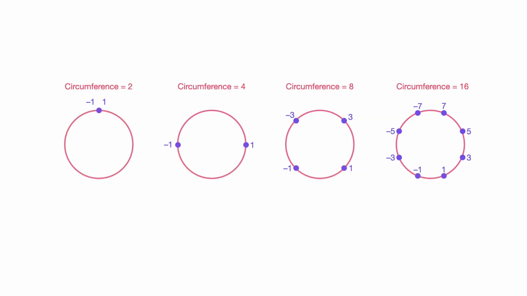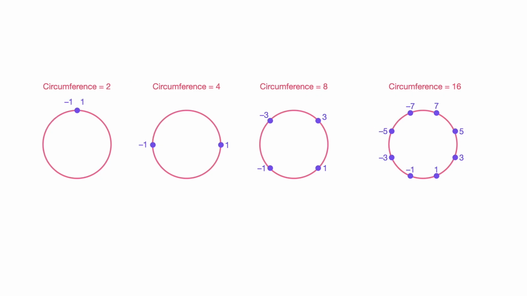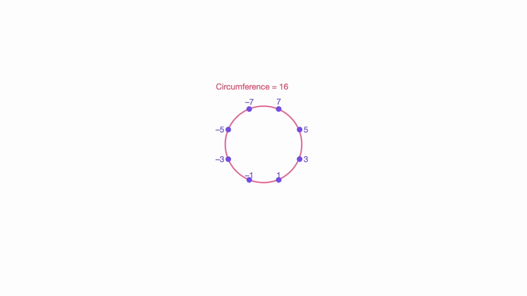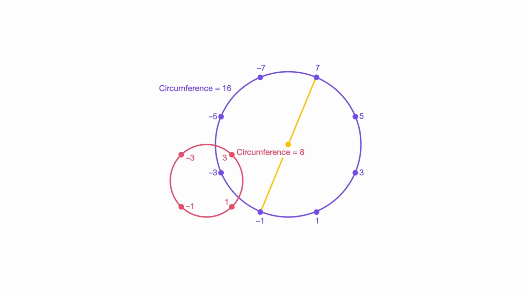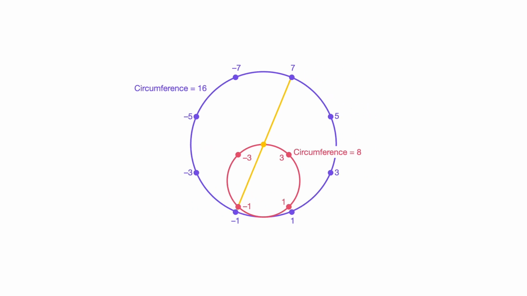Besides these patterns, there is another hidden pattern. Consider circle 16. Draw a line from -1 through the center. The line reaches +7 on the opposite side. Overlay the previous snapshot. That same line passes through -1 on circle 8.